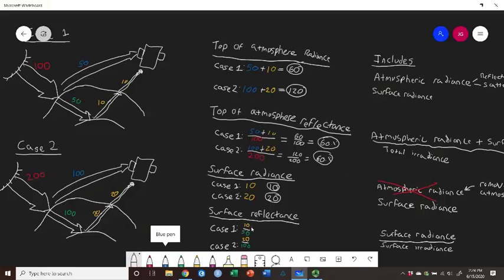So we're going to do the math here, just like before. 10 over 50 is 20%. And 20 over 100 is also 20%.